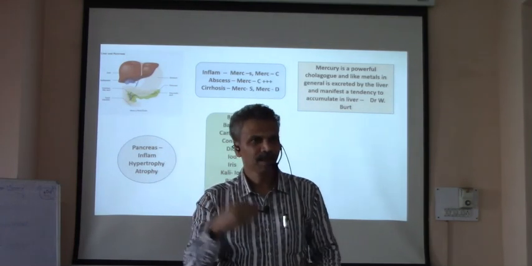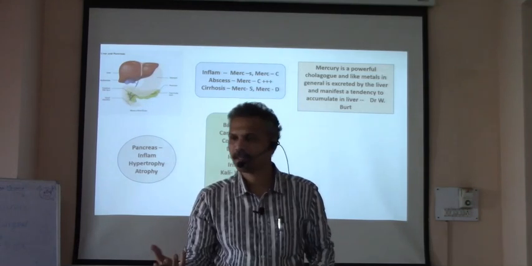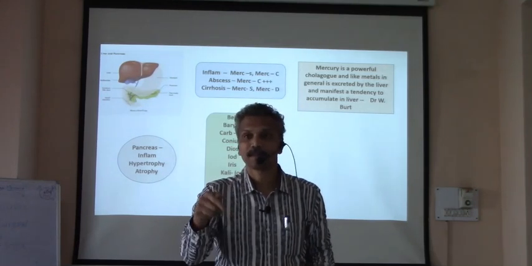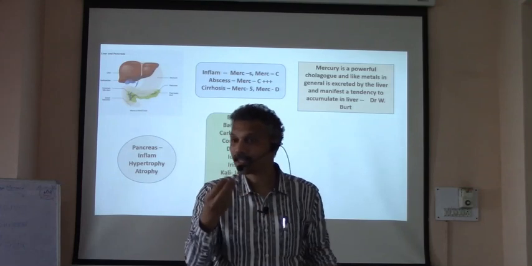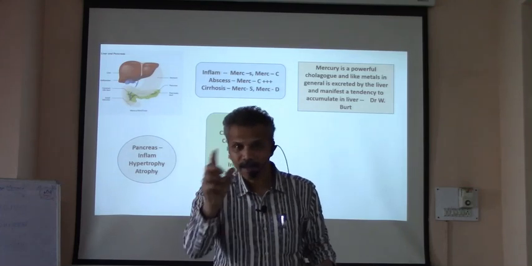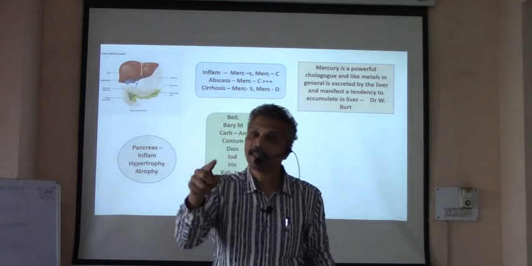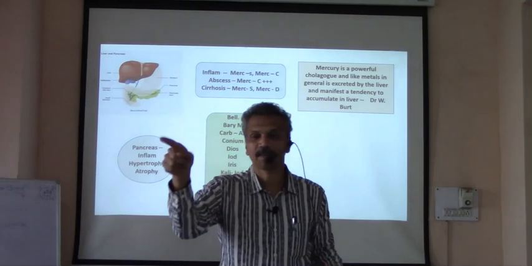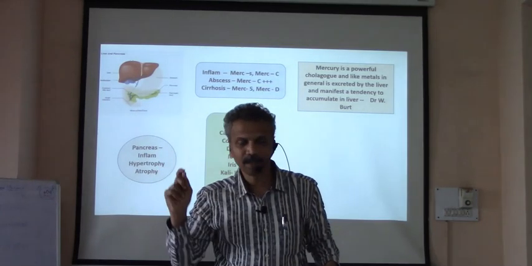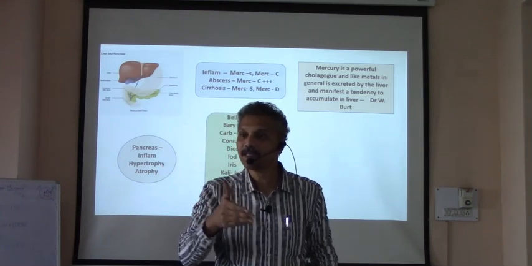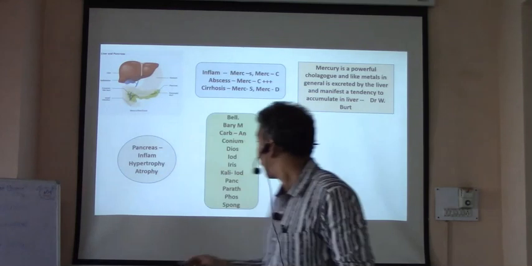Okay, it can be atrophied pancreas, possible. But when will you give iodine? You have that lean-thin, emaciated person, with increased hunger, possible. And if you are looking at a direct symptom for pancreatitis, diarrhea associated with pancreatic affections. Only remedy mentioned in your repertory: diarrhea associated with pancreatitis, iodine.